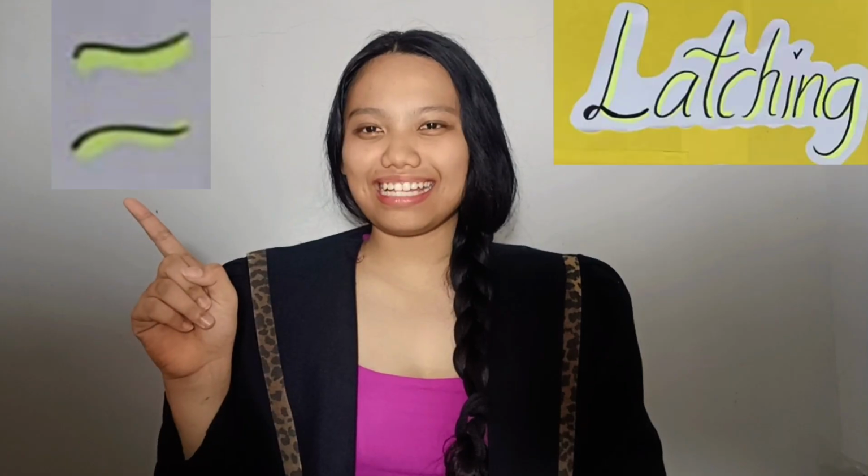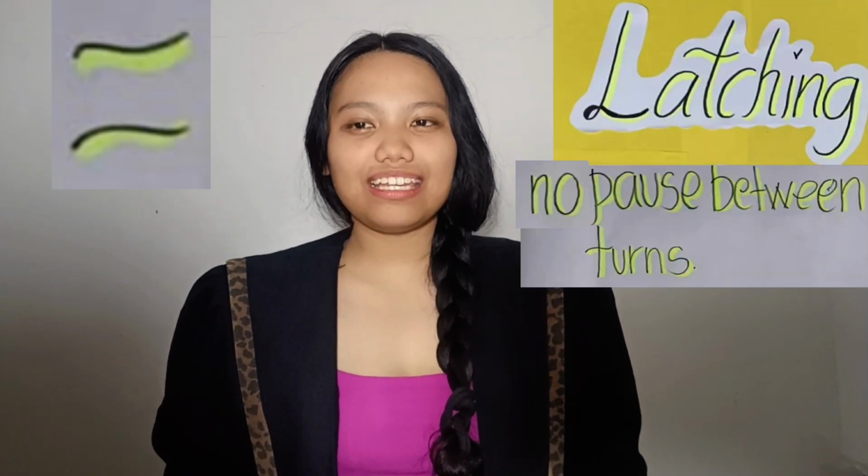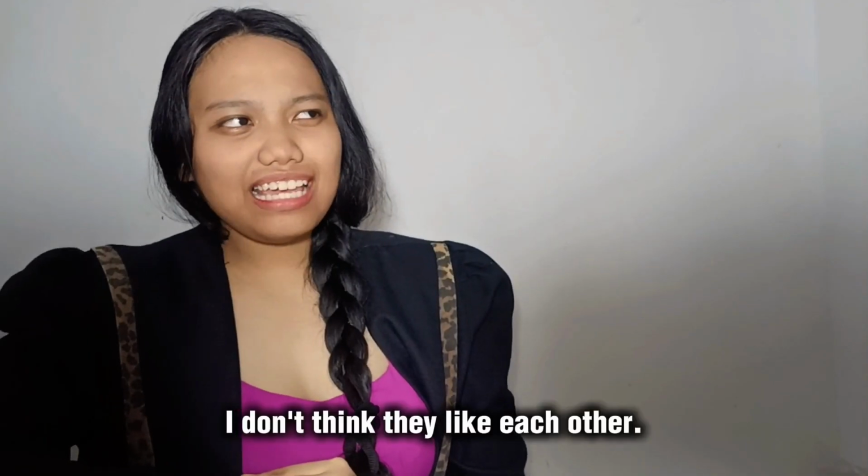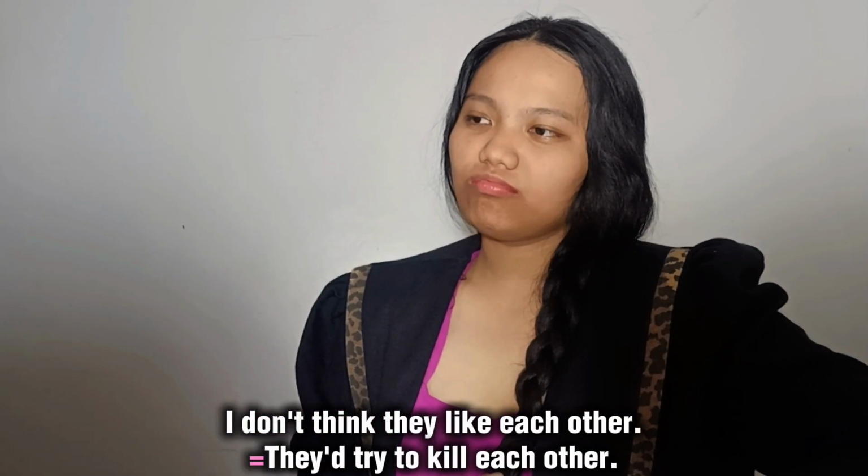Next up, we have this sign. The equal sign indicates latching between utterances, implying no pause between turns. For example, I don't think they like each other. They try to kill each other.